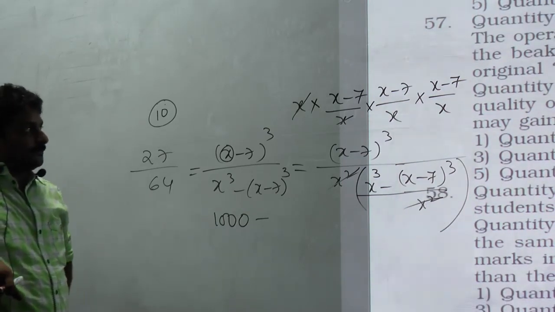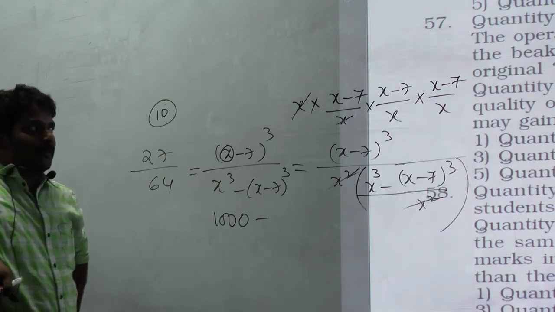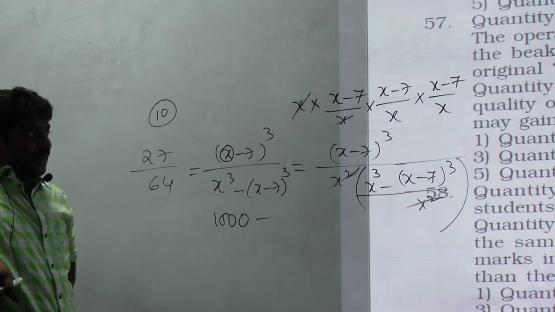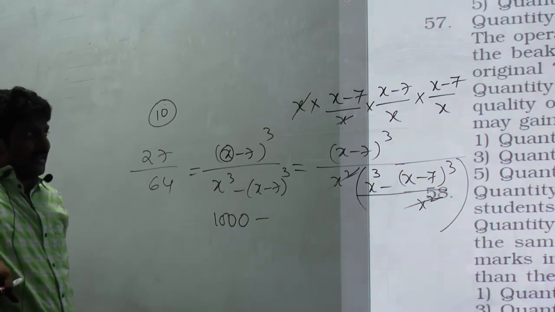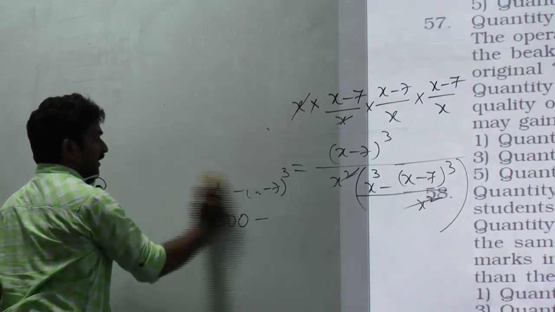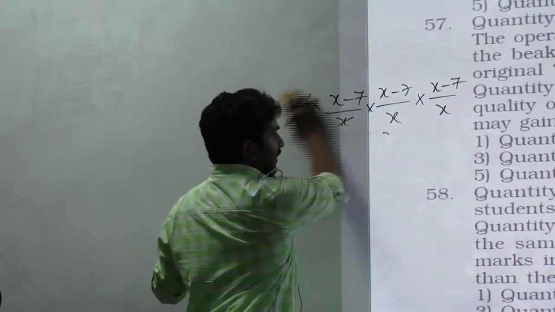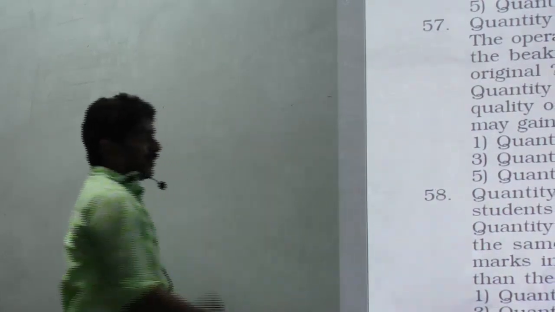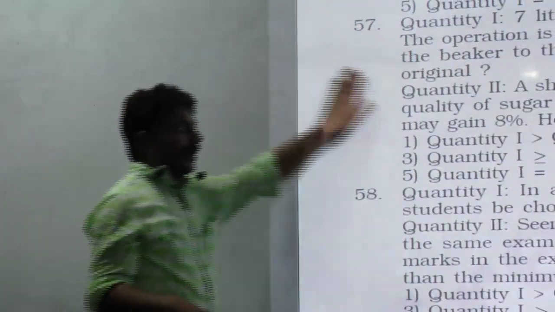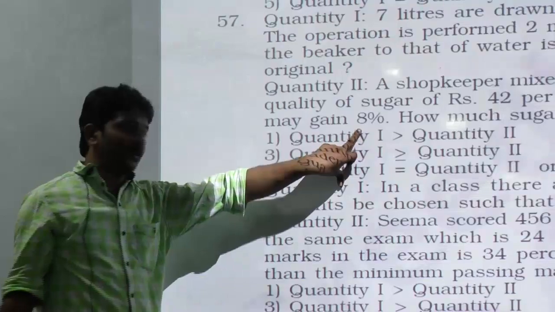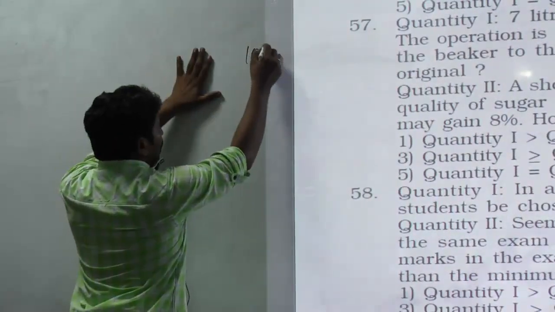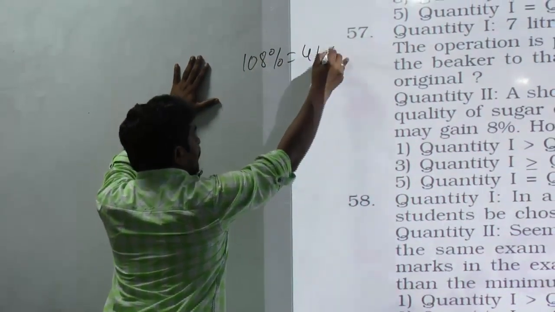Let's complete quantity 2. Shopkeeper mixes 24 kgs of sugar worth 35 rupees per kg with another quality of sugar costing 42 rupees per kg. By selling the mixture at 41.04 per kg, he may gain 8%. Right. How much sugar of the second quality has been added to the mixture? Now, after selling it for 41.04, there is a gain of 8%. From this, you need to first calculate cost price. 108% is equal to 41.04.